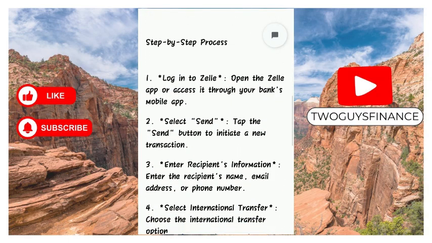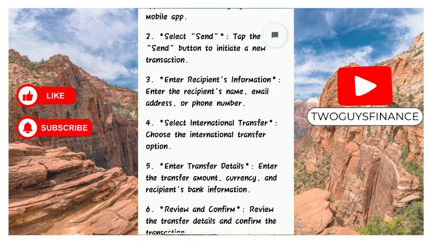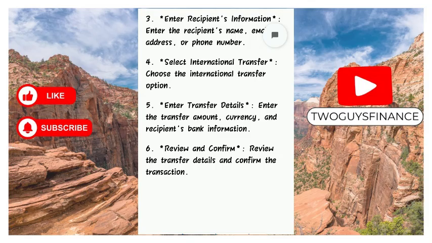What you want to do is to open the Zelle app, or you can access it through your bank's mobile app, and then just tap the send button to initiate a new transaction. Then enter the recipient's name, email address, or phone number. Next, choose the international transfer option, and now you have to enter the transfer amounts, currency, and the recipient's bank information. And once you're done with that, just review the transfer details and confirm the transaction.